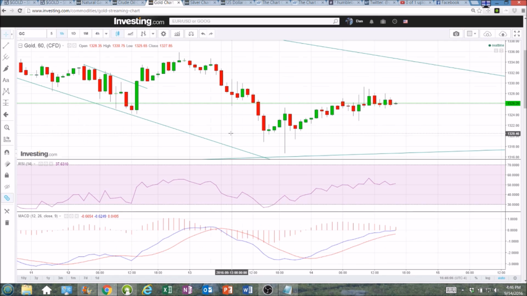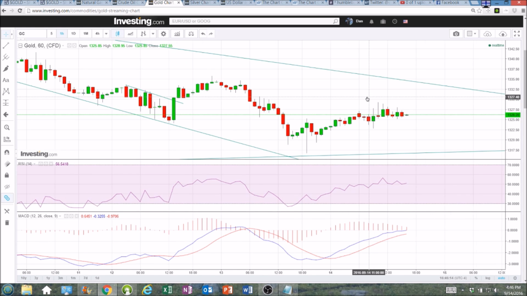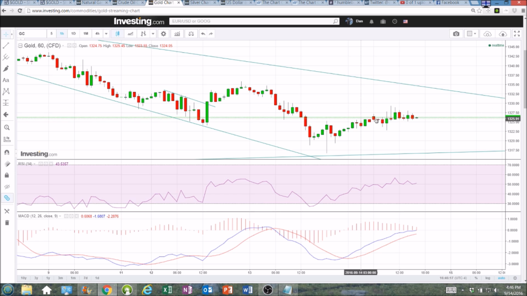The hourly time frame shows the struggle at 1328 resistance. Four hourly candlesticks rejecting from that level today, and the bullish momentum here is struggling. We need to see 1328 become support and then a move up to 1335. And the last thing the bulls want to see is a bearish MACD cross.